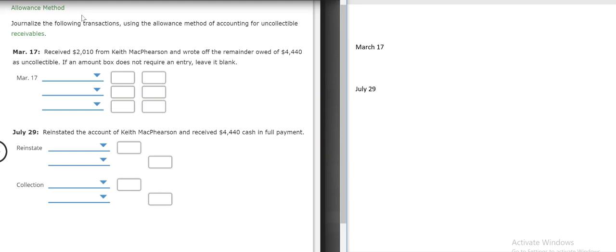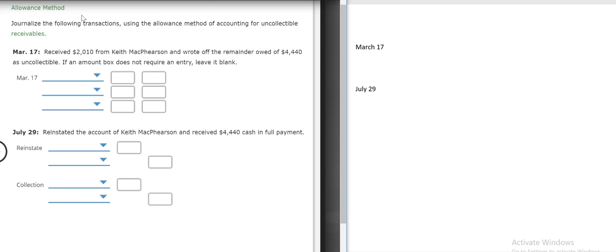Allowance method is not recommended by GAAP. Allowance method is more complex. Allowance method has an allowance account. Allowance method tries to match the revenues and expenses within the same year. And this specific problem is not asking you to record the adjusting entry that is required with this method at the end of the year.